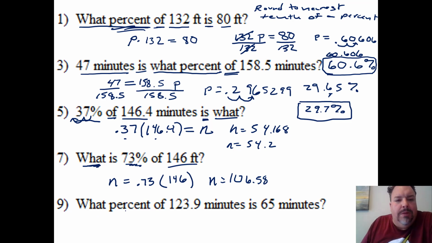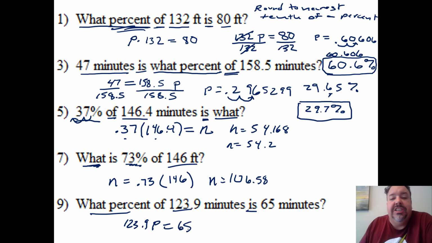And the last example, what percent of 123.9 minutes is 65 minutes? What percent? So here we're going to have a P. Of means to multiply. Multiply by what comes next here, 123.9. And then is means equals 65. So if you follow this strategy, it will tell you exactly what the equation is that you need to set up. And then you'll know, do I have to multiply? Do I have to divide? And how do I solve for it?